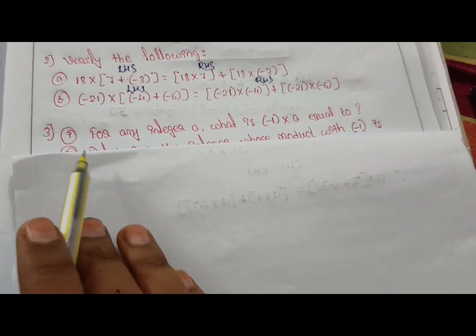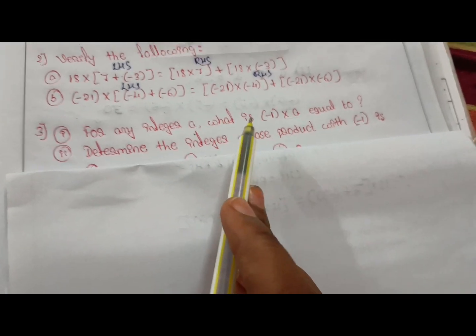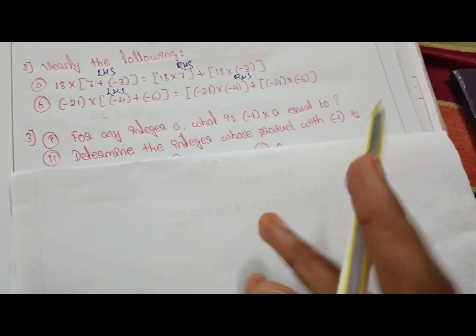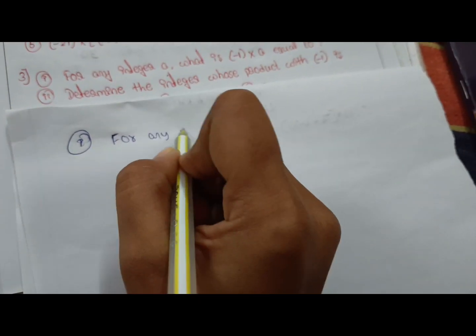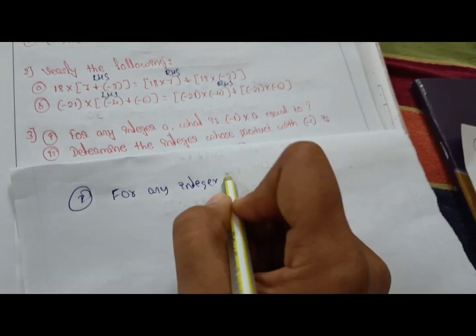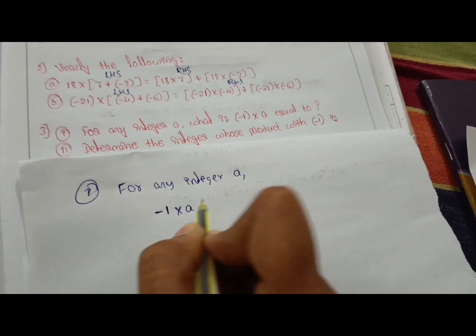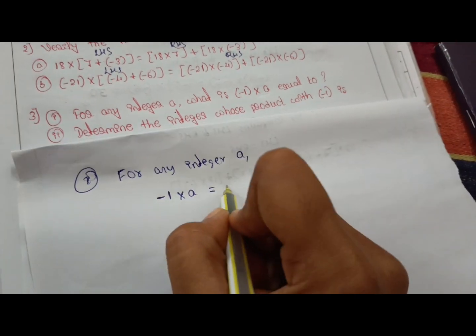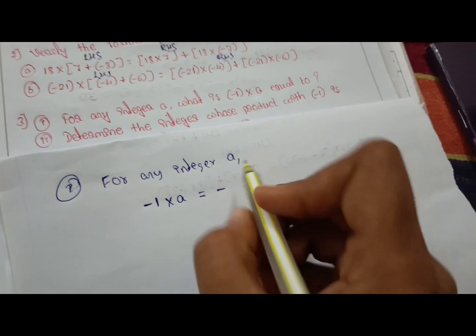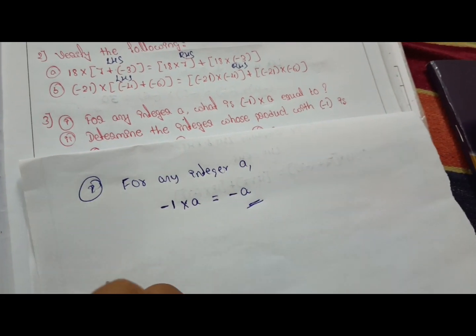Now third question. Sub question 1. For any integer a, what is (-1) × a equal to? For any integer a, minus 1 into a is equal to plus into minus, minus 1 into a. So minus a is the answer. Next question.